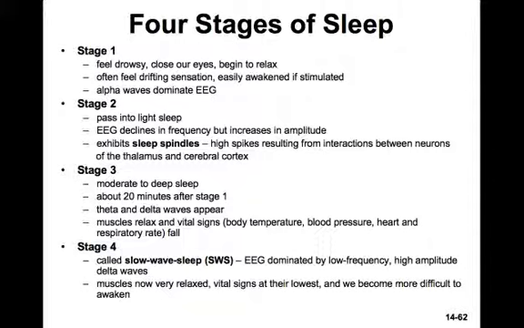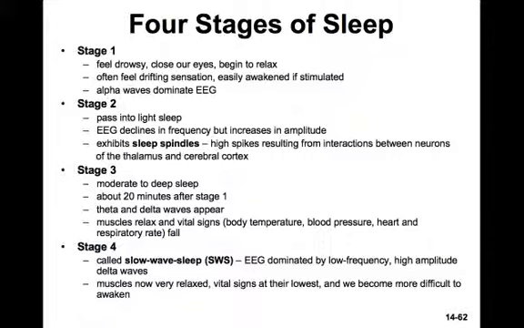However, in stage 2, we pass into light sleep. The EEG declines in frequency but increases in amplitude. We start seeing sleep spindles, which are high spikes that result from interactions between neurons of the thalamus and cerebral cortex. During stage 3, we're considered to be in moderate or deep sleep. This occurs about 20 minutes after we enter stage 1.